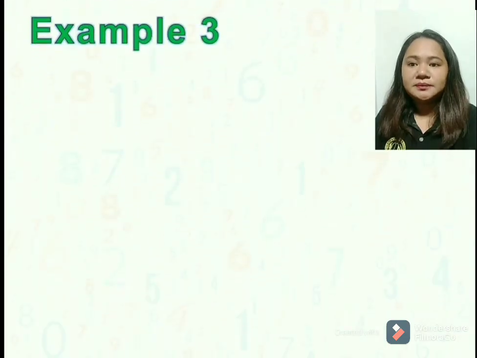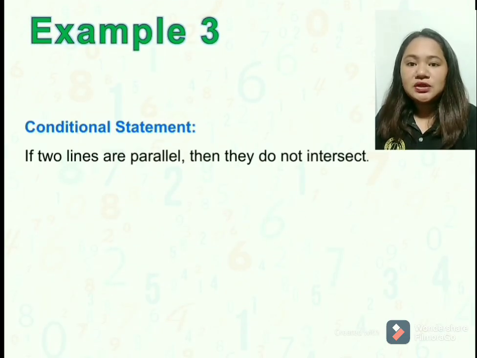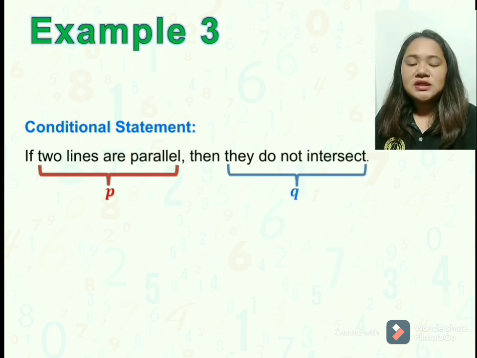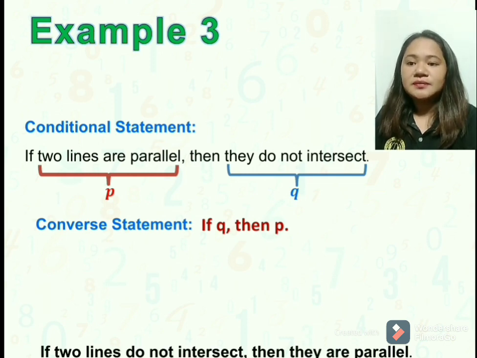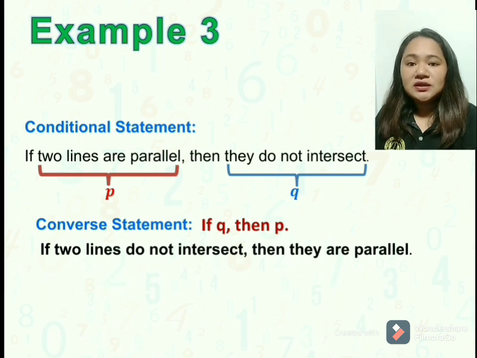Number 3. Our conditional statement is, if 2 lines are parallel, then they do not intersect. The P here is, 2 lines are parallel. And the Q is, they do not intersect. For the converse statement, just follow the format, if Q, then P. So the converse statement is, if 2 lines do not intersect, then they are parallel.